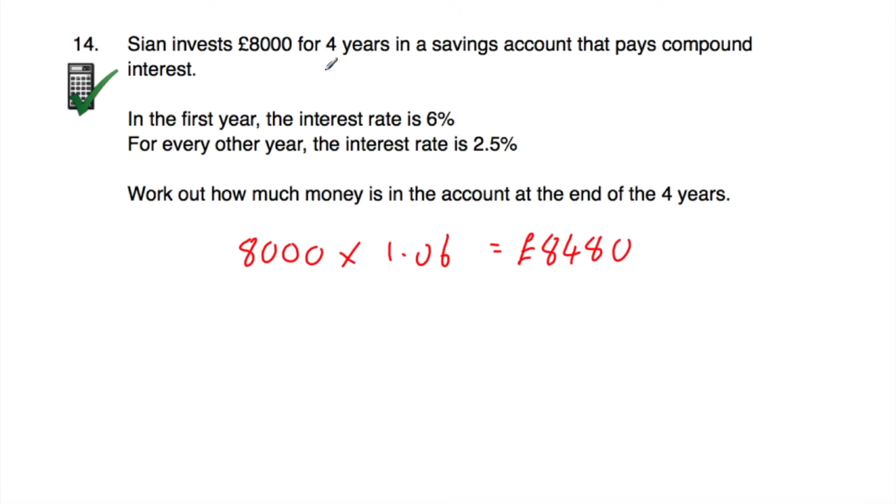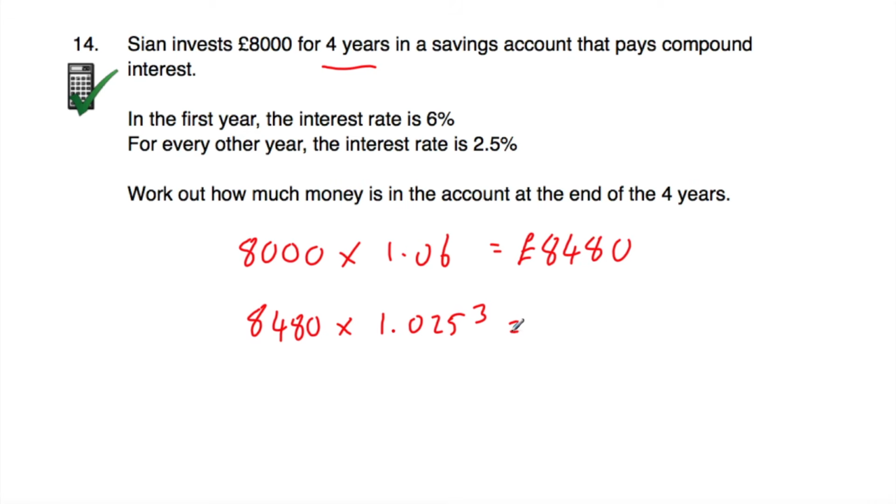Now Sean's investing the money in the bank account for 4 years, so there's going to be another 3 years. I'm going to consider this 3-year period on its own here, so the initial amount at the start of that 3-year period would be £8,480, multiplied by the multiplier. Now, if we're increasing by 2.5%, we then have 102.5%, so that'd be 1.025 as a multiplier. If you multiply something by 1.025, it increases it by 2.5%. And then to the power of 3, because it'll be 3 years at this interest rate.